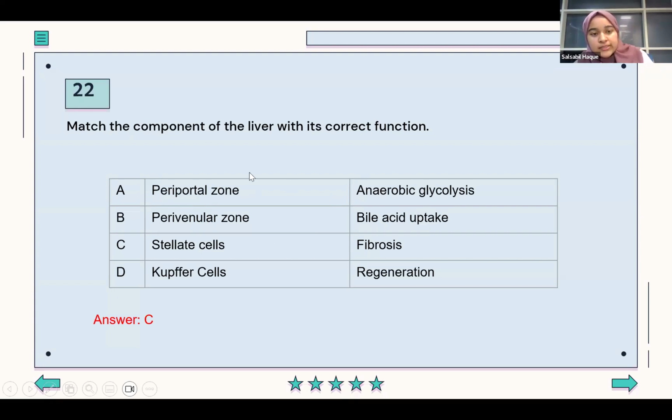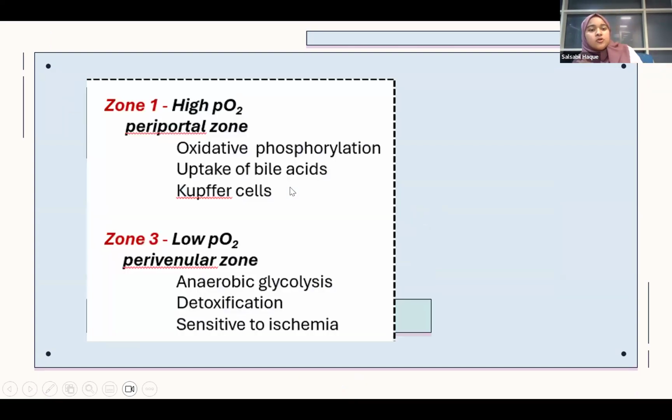So periportal zone has a high... actually, let me use the diagram. Yeah, so periportal zone is near the arteries, right? So near the arteries, obviously, you'll have a high concentration of oxygen. And this means you can carry out oxidative phosphorylation, you can uptake bile acids, etc. Whereas the perivenular zone, which is near the veins, which means less oxygen, you can do anaerobic procedures such as anaerobic glycolysis or detoxification of drugs. And since you have less oxygen concentration in the perivenular zone, this area is more sensitive to ischemia.